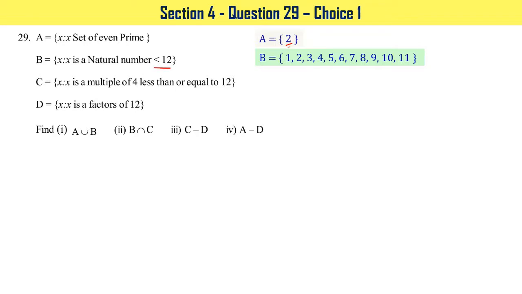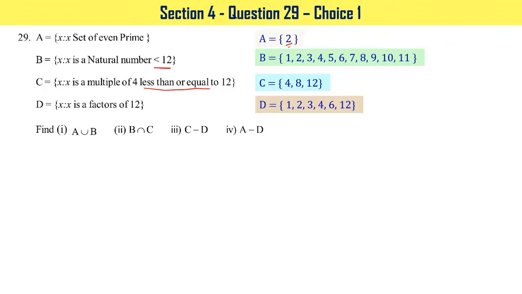Now set C is the multiples of 4 less than or equal to 12. What are the multiples of 4? 4, 8 and 12, right? Because it is said that it has to be less than or equal to 12. Set D is a set of factors of 12. 1 is a factor of 12, 2 is a factor, 3 is a factor, 4 is a factor, 6 is a factor, and 12 is a factor of itself, right? That's why this has the elements 1, 2, 3, 4, 6 and 12.